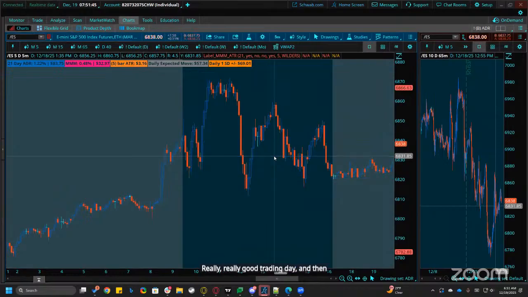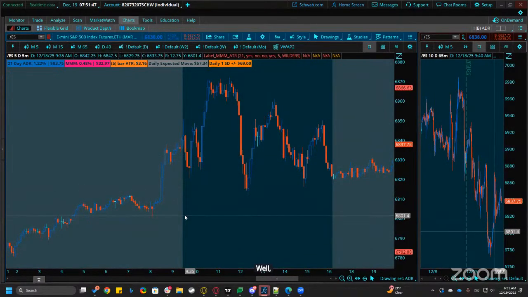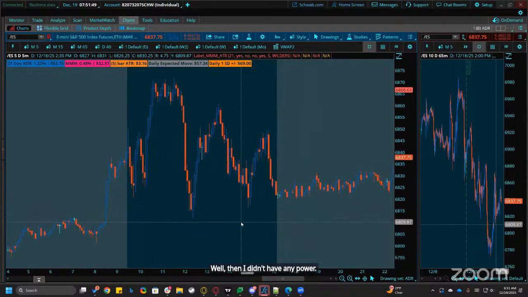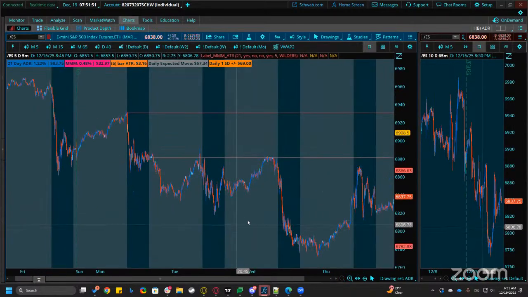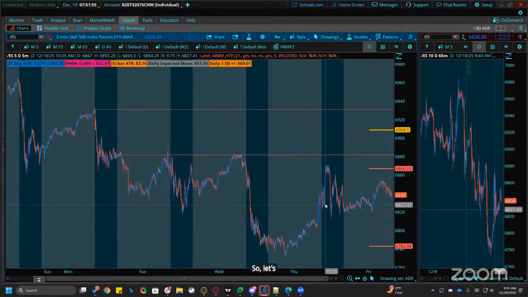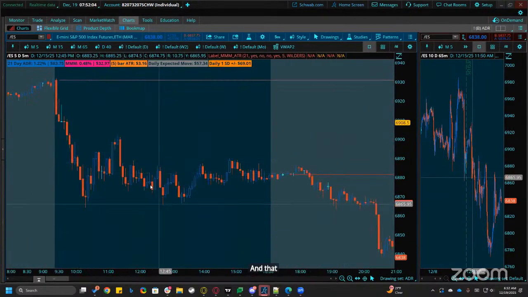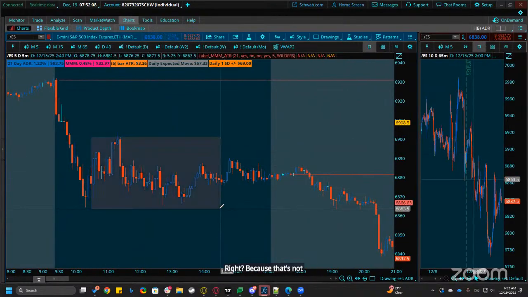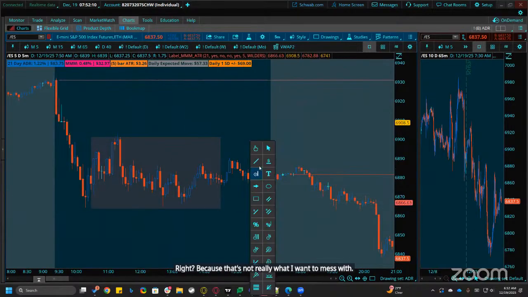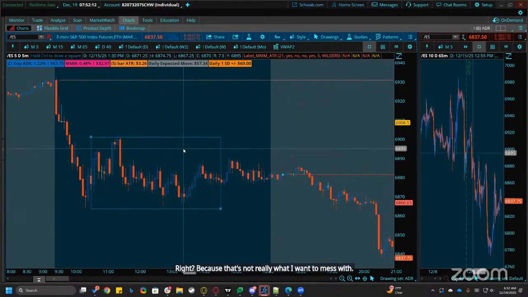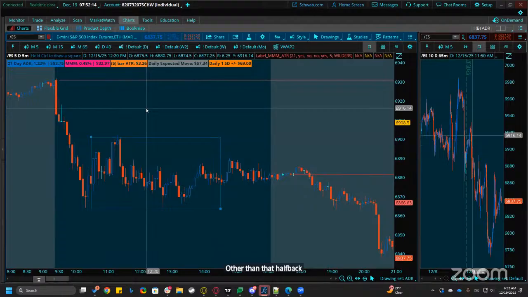And then, well, then I didn't have any power. So let's hope that today, if we're going to stay range bound, has these same clean swings and that it doesn't look like this, right? Because that's not really what I want to mess with. Other than that halfback right there, that's a really nice halfback. I'm going to take that.